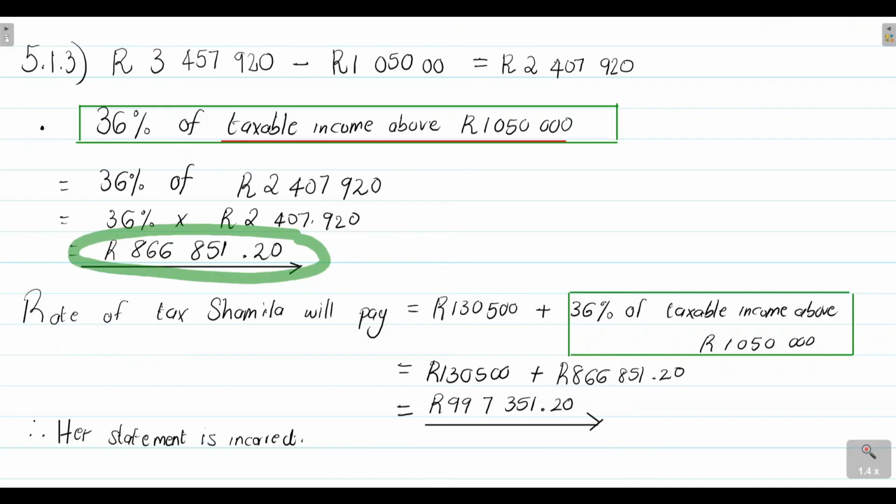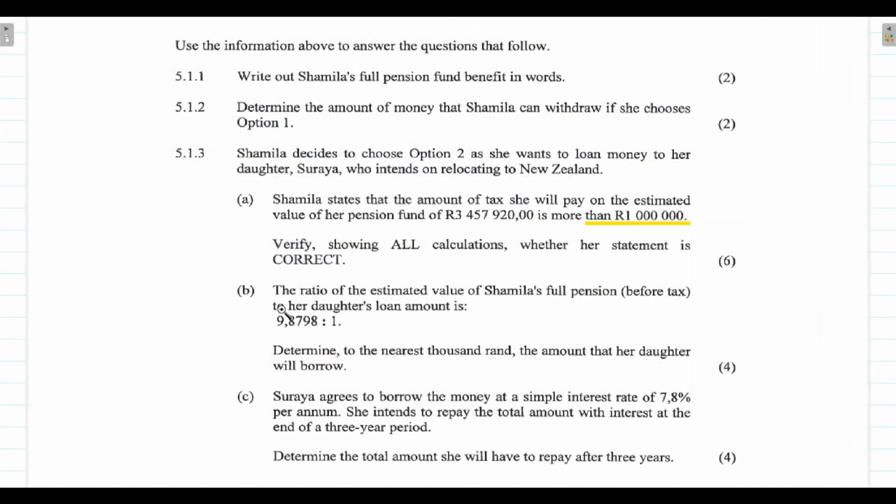Okay, all right. Next question, question B. The ratio of the estimated value of Shamila's full pension, before tax, to her daughter's loan amount is 9.879821. Determine to the nearest rand the amount that her daughter will borrow.